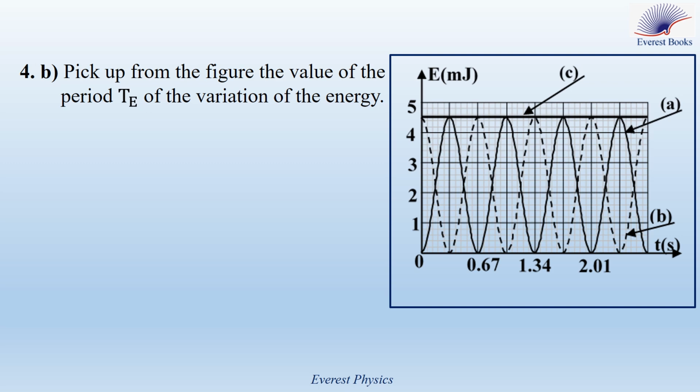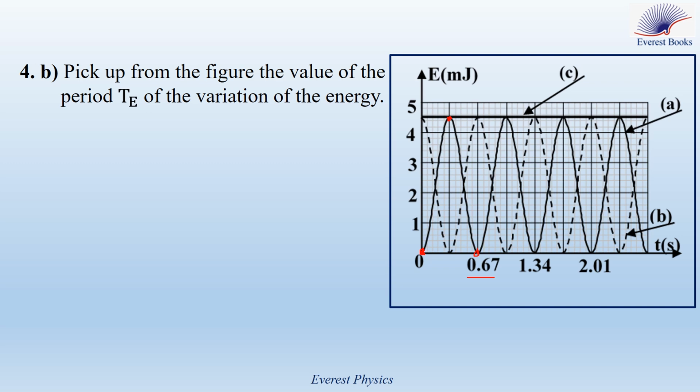Let's move to part 4b. Pick up from the figure the value of the period TE of the variation of the energy. Look at the figure. Consider curve A. At time 0, this energy is 0. Then it increases to become maximum, and then it decreases to become 0 again at time 0.67 seconds. Then this curve repeats itself identically each 0.67 seconds.